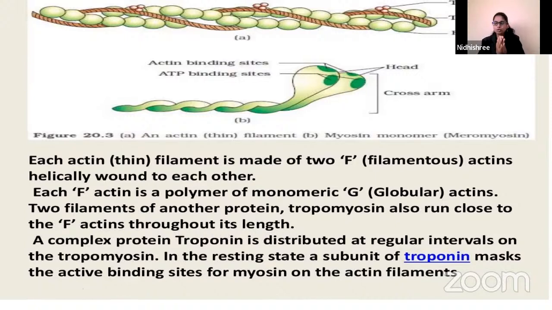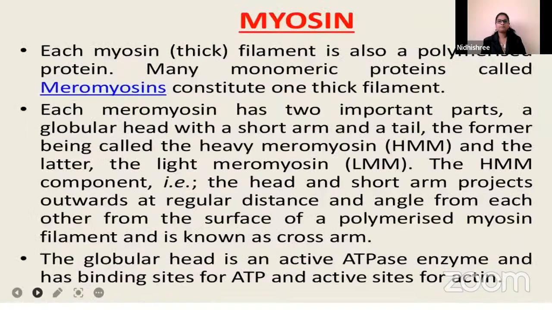So along with F actin, there are two filaments of another protein. Which protein? The protein is called tropomyosin. It also runs close to the F actin. The next one is a complex protein, troponin, which is also distributed at regular intervals on tropomyosin. In the resting stage, the subunit of troponin masks the active binding site for myosin on the actin filaments. Regarding myosin, we have to read. Very important actually. Chaitra, can you read out the slide, please?